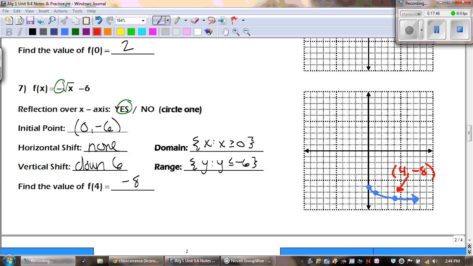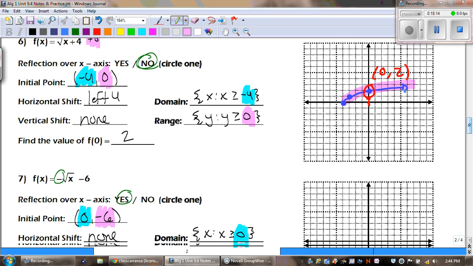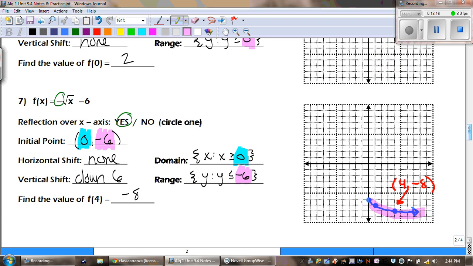Okay, and there are the answers. Now, just remember, with our initial point, that helps us with our domain, and that helps us with our range. And for the range, we have to pay attention. If there's a reflection, it's less than the range. Look at number 6. There was no reflection, it was greater. You can tell that just by looking at your graph, or just kind of memorizing that.